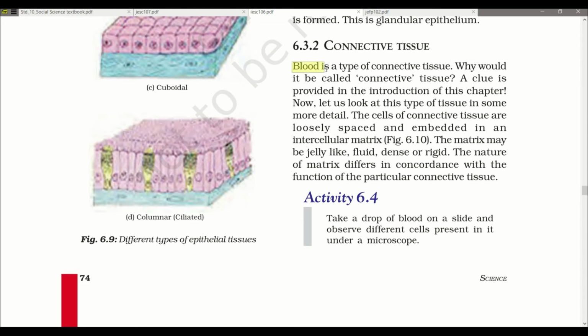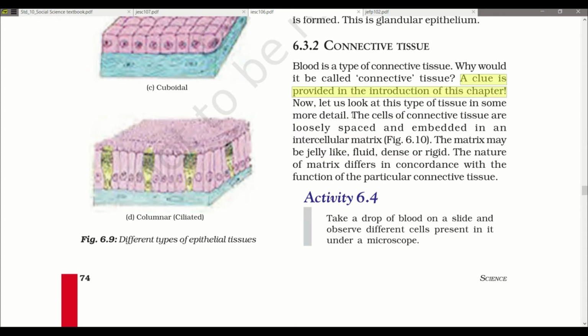The simplest and the foremost is blood. In every living organism, blood is a connective tissue. Blood is a type of connective tissue. Why would it be called connective tissue? A clue is provided in the introduction of this chapter. Now let us look at this type of tissue in some more detail.